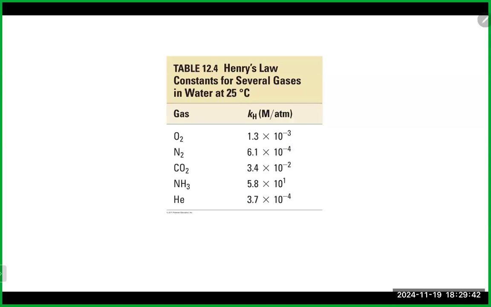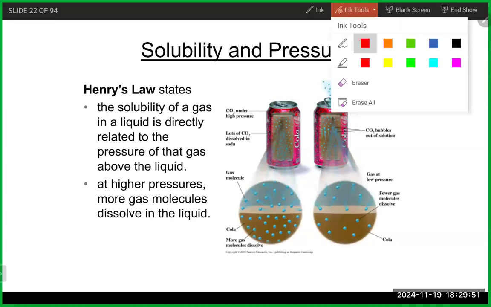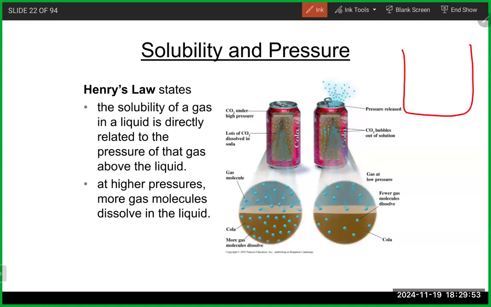Here are some of the Henry's law constants for some different gases. In a soda can, right before you pop it, you have a lot more of your CO2 dissolved in the liquid part. Because it's under pressure, all those CO2 molecules are a lot more soluble in the liquid. Once you pop the top on your soda can, you release the pressure, and that allows these gas molecules, or CO2 molecules, to be less soluble at that point.